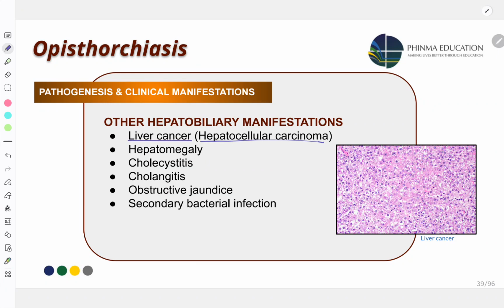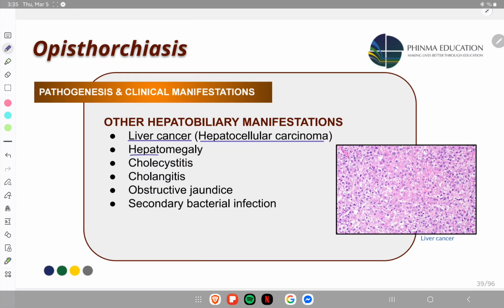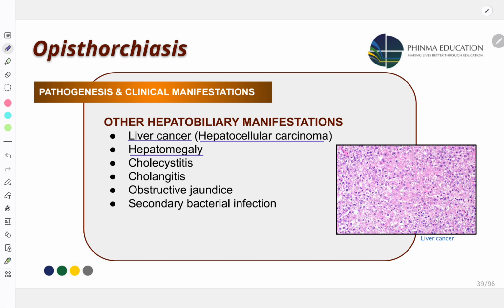Other biliary manifestations: aside from cancer of the bile duct, Opisthorchis is also associated with liver cancer, or hepatocellular carcinoma. There is also hepatomegaly, cholecystitis, cholangitis, and obstructive jaundice, and it makes you prone to bacterial infection. With an inflamed bile duct, bilirubin cannot be released into the intestine. There is inflammation of the gallbladder and blockage of the cystic duct, and of course your liver is inflamed.